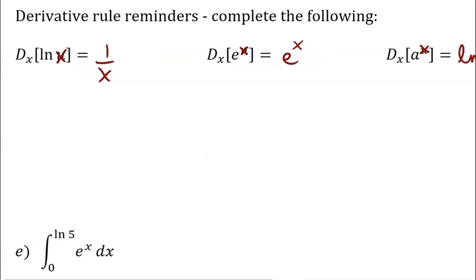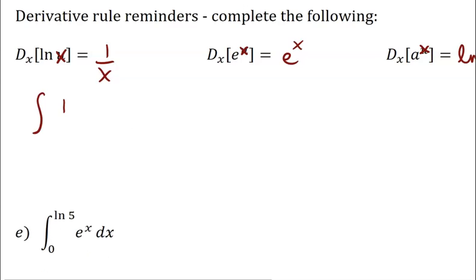Some formulas for integrals. So if I am looking to integrate 1 over x with respect to x, that's equal to the natural log of x plus c. Now here's something that's a little bit tricky. We have to remember whenever we do an integral of 1 over x, which results in natural log of x, we have to put absolute value bars around this, okay?